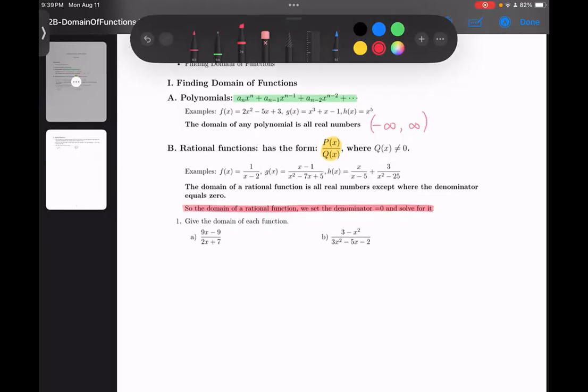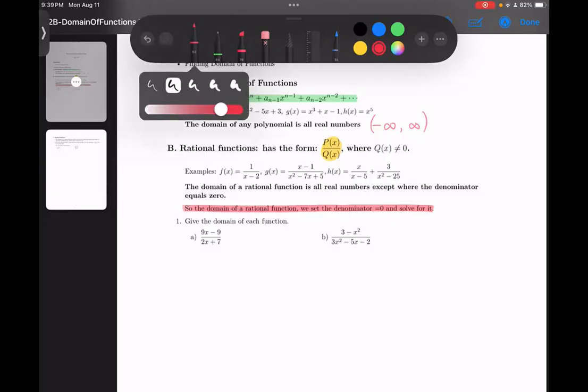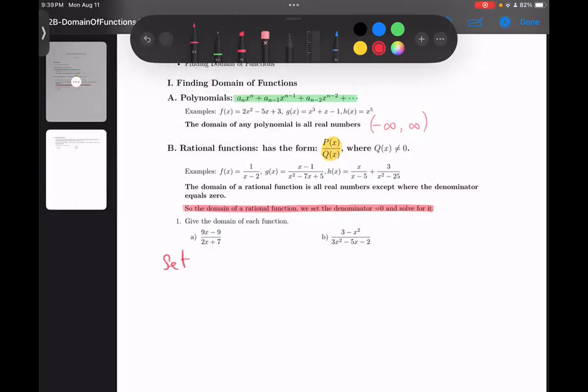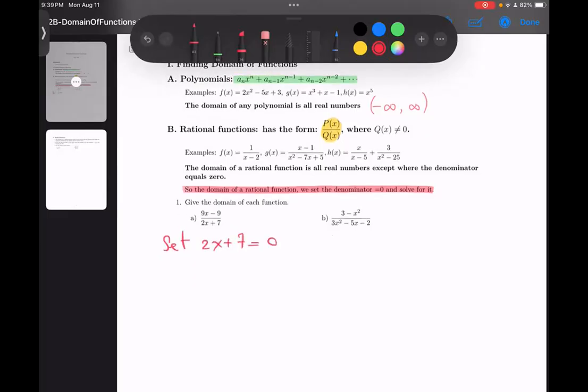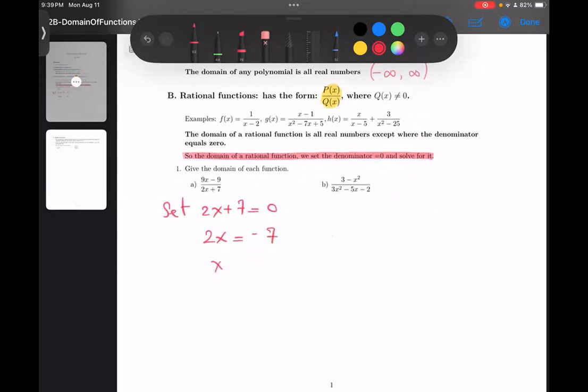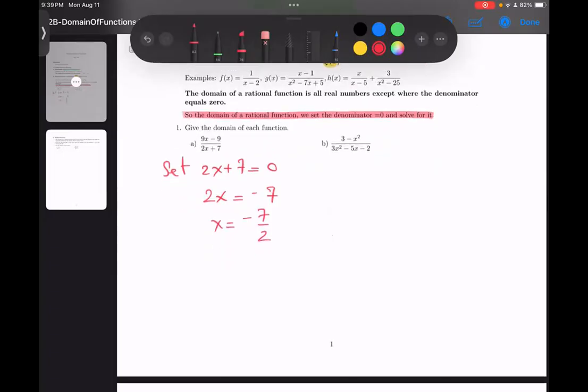Let's practice. I have 9x minus 9 over 2x plus 7. We're going to focus on the denominator. So first we set 2x plus 7 equal to 0 and solve. This is a linear equation. Everybody should know how to solve it: x equals negative 7 halves. So it means we exclude it. We don't want that, right?